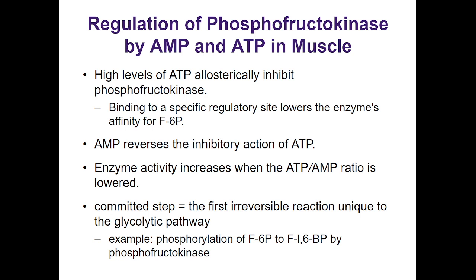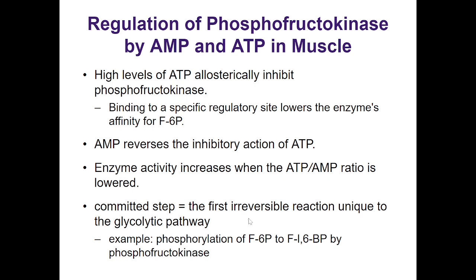Exactly. Yeah, that's like that ratio of ATP to AMP. It's like our battery charge, right, for our cells. When we're low on ATP, high on AMP, it means we're discharged. Now, our cells don't normally like to get below 90%. That's pretty rare, actually. That means we really drained it. The enzyme activity increases when the ATP-AMP ratio is lowered.